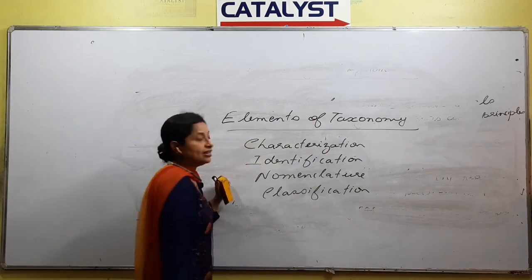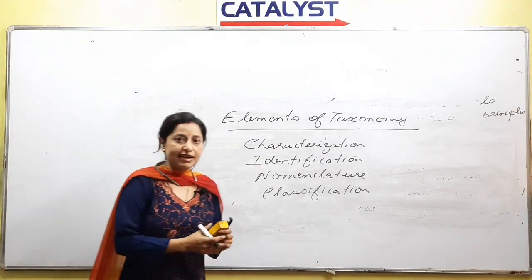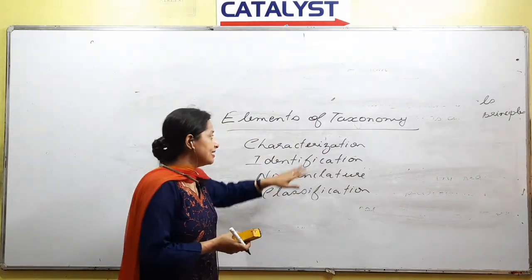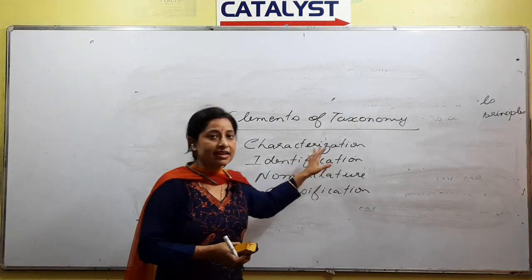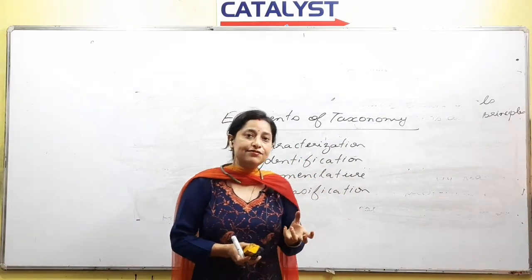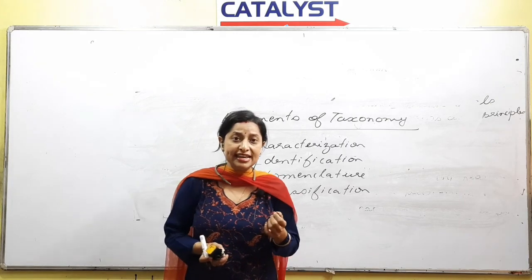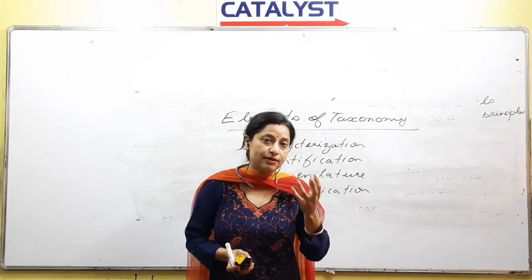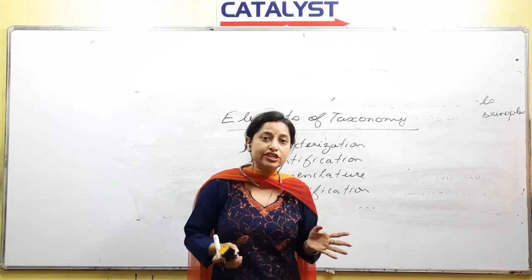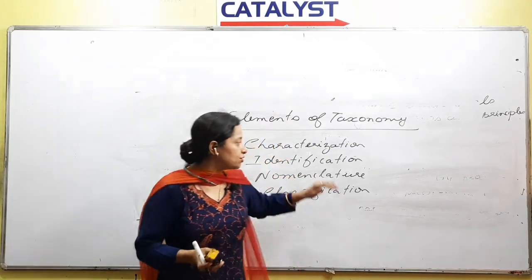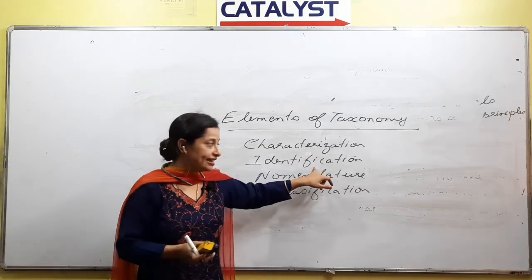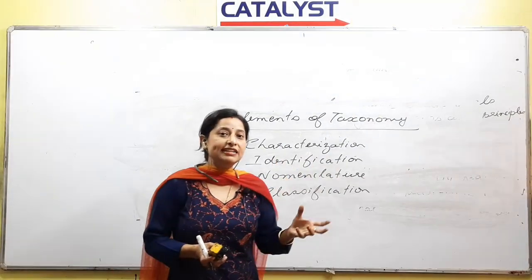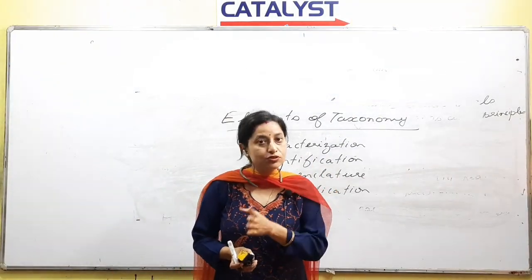Right? Means what? If you discover a new organism, what you will do first, you will study its characters, and after studying its characters, you will try to identify. The simplest step of identifying is whether it is a plant or animal. We can differentiate whether it is a plant or animal. So we see the characters, we try to identify. Once it has been identified, we say this is a plant or this is an animal.